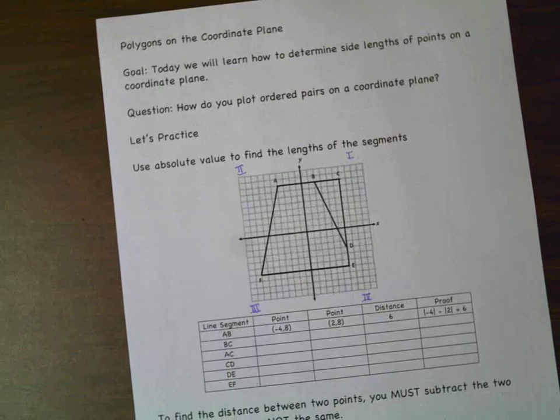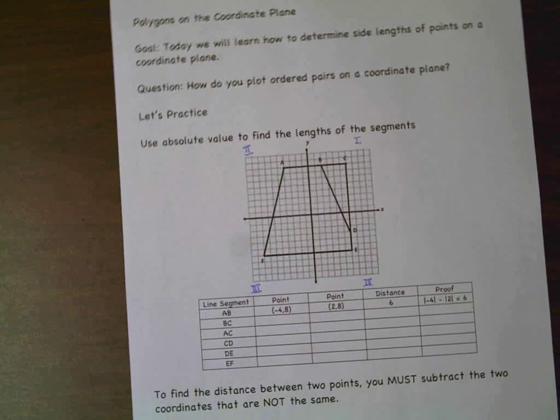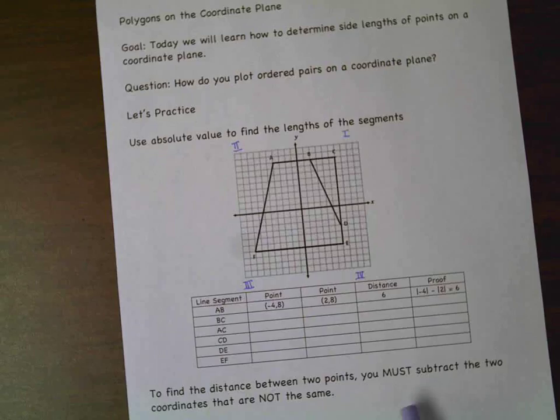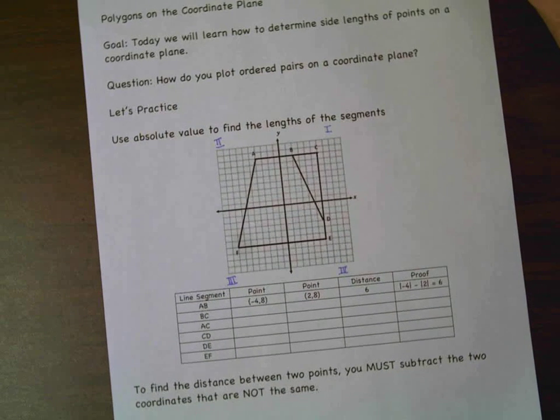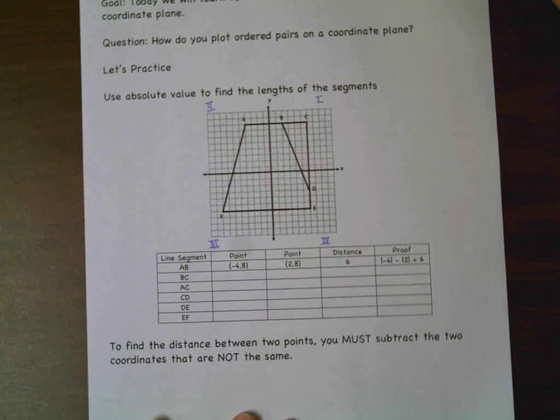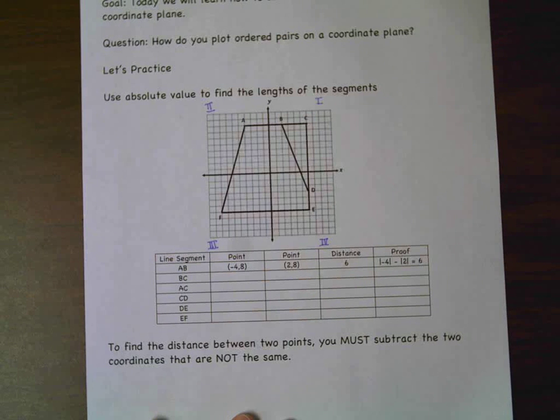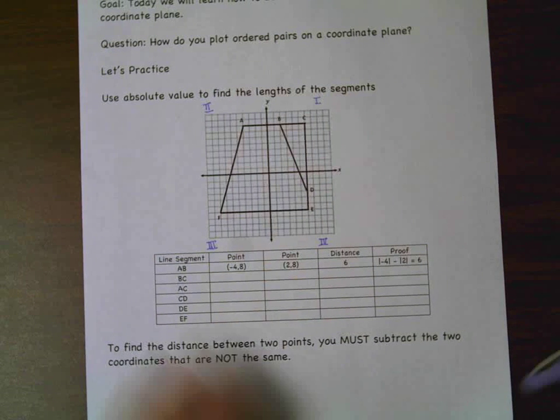Okay? One thing that you need to know about finding distances between 2 points is that you have to subtract the 2 points. So it says to find the distance between 2 points, you must subtract the 2 coordinates that are not the same. Now some of you are going, oh my gosh, what does that mean? Well, I'm going to show you right now. Okay, so let's take a look at the graph and the table because we're going to be comparing them. We need to remember that we're supposed to subtract the 2 coordinates that are not the same. So let's take a look at it really quick.